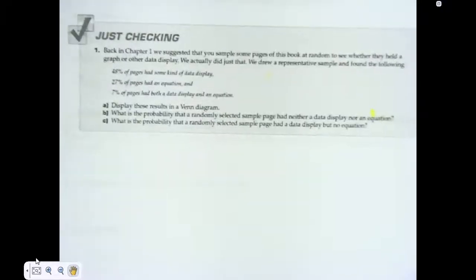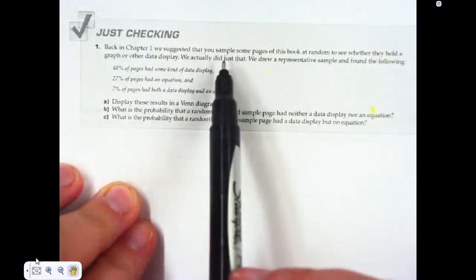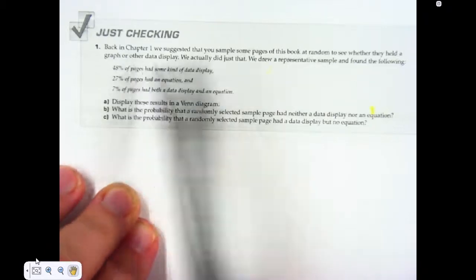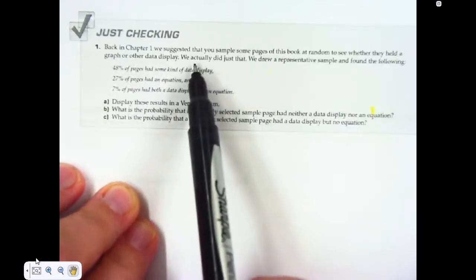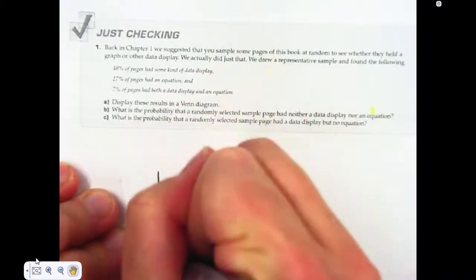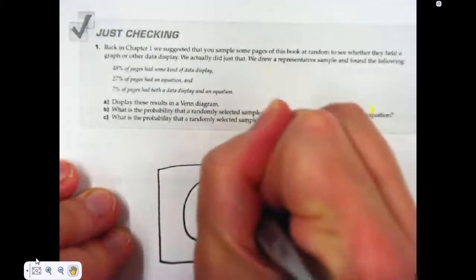So here, again, I'm given information. Okay, so it talks about how you sample some pages of your book to see whether it held a graph or displayed data. And they did this, and this is what they came up with. So we're talking about data and graphs. So I'm going to go ahead and make myself a Venn diagram.